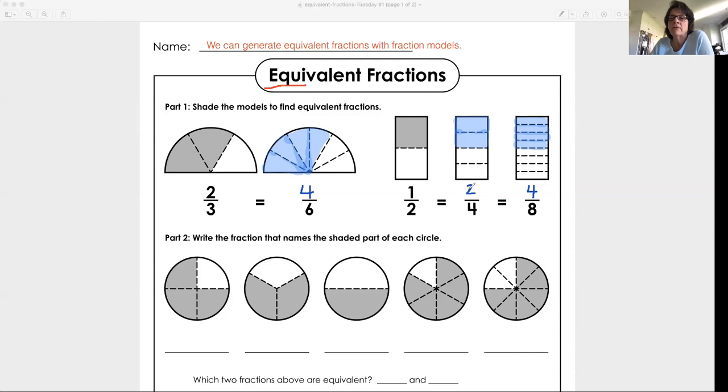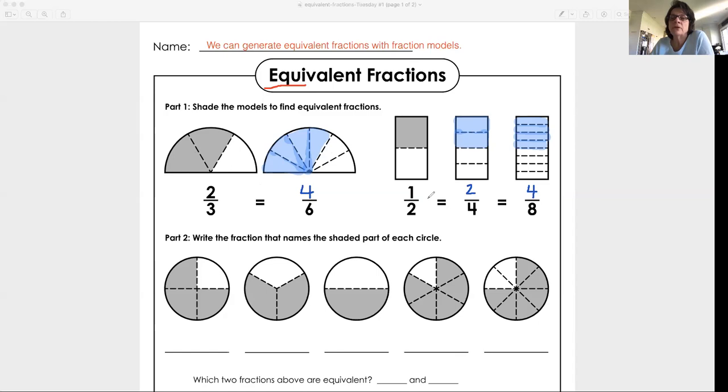We went from 1/2 to 2/4, and what happened? Our 1 doubled to 2, and our denominator of 2 doubled to 4. When we went from 2/4 to 4/8, what happened? Our numerator 2 doubled again to get to 4, and our denominator 4 doubled again to get to 8.